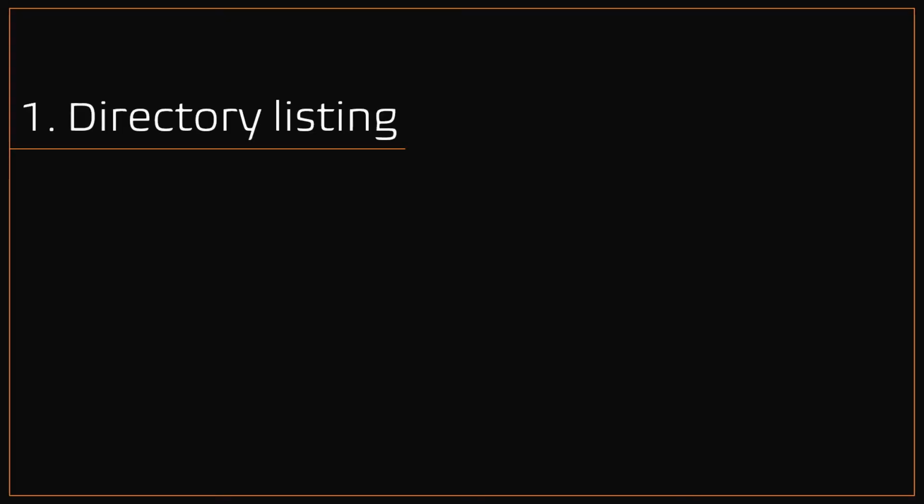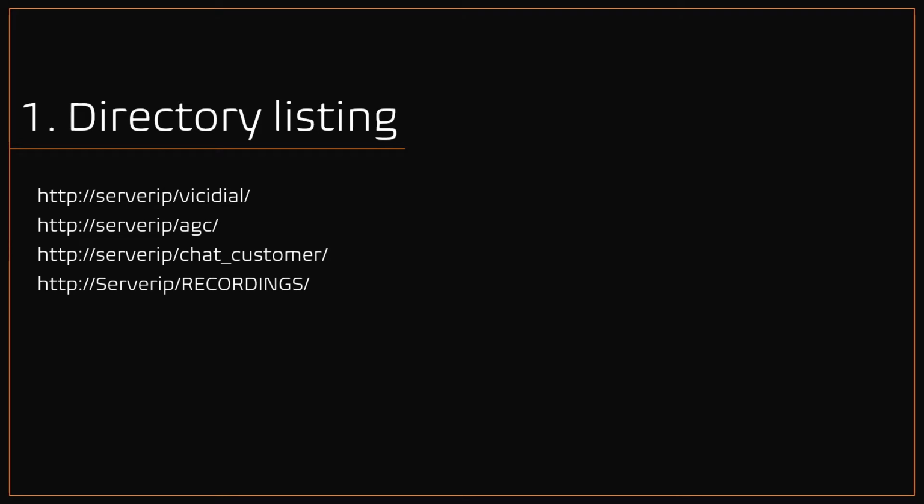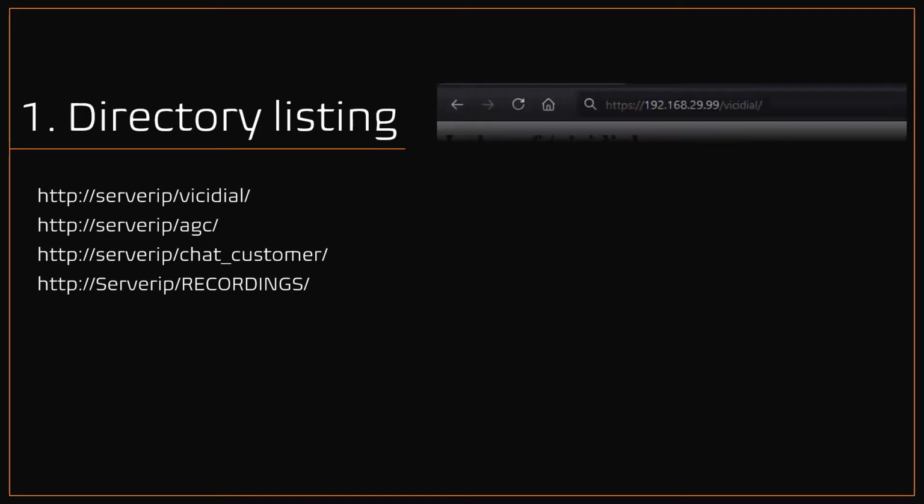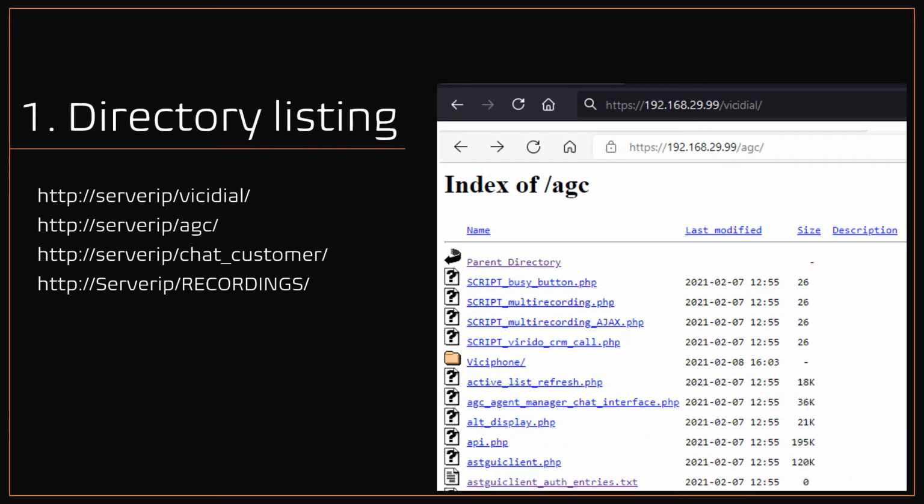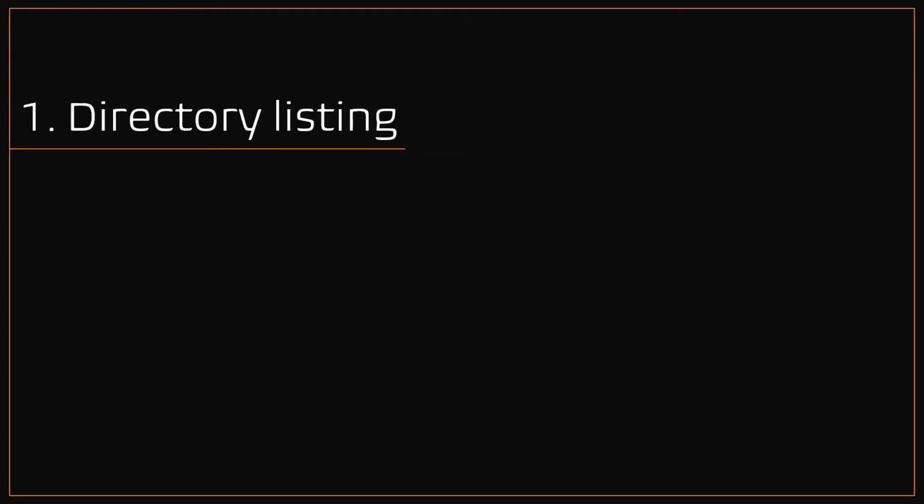Number 1, directory listing. By default in Vicidial, once you browse any of the Vicidial paths, you may notice it will display all the files and folders within that folder. The problem with this issue is it will expose some sensitive data, particularly for recordings. There are a couple of .txt files which have sensitive data.